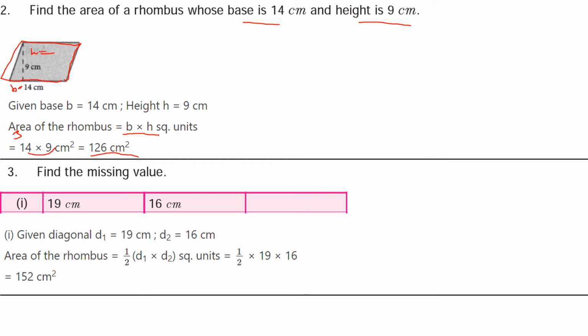Next one, find the missing value. Here D1 is given and D2 is also given. We have to find out the area of the rhombus. So D1 equal to 19 centimeter and D2 equal to 16 centimeter. So area of the rhombus is half into D1 into D2. Substitute these values. So half into 19 into 16. Here also you cancel, 1 2 is 2, 8 2s are 16. After multiply 9 8s are 72, 7. 8 1 is 8. 8 plus 7, 15. So 152 centimeter squared is the area of the rhombus.